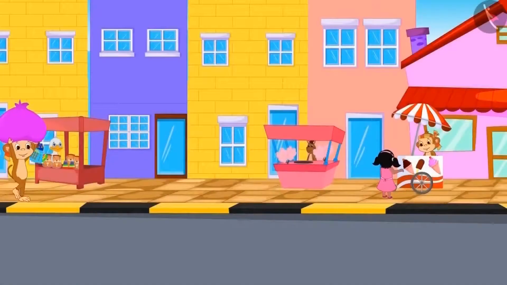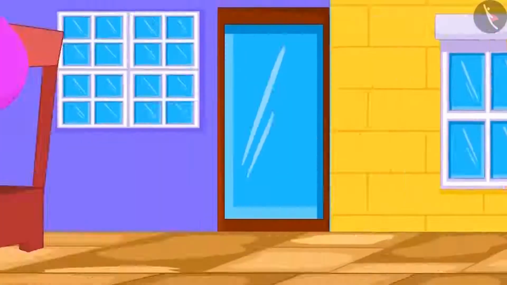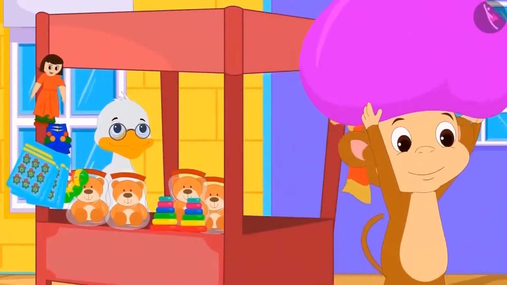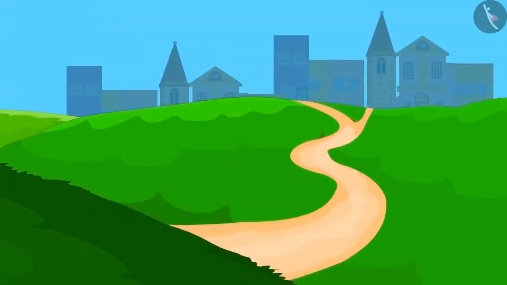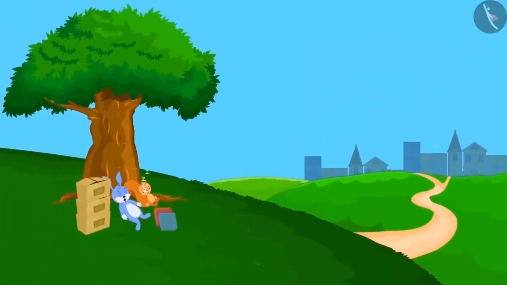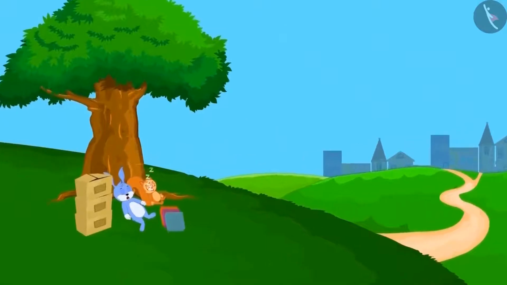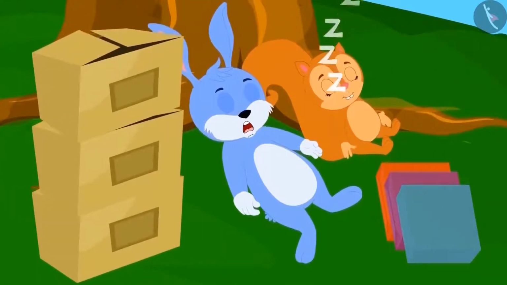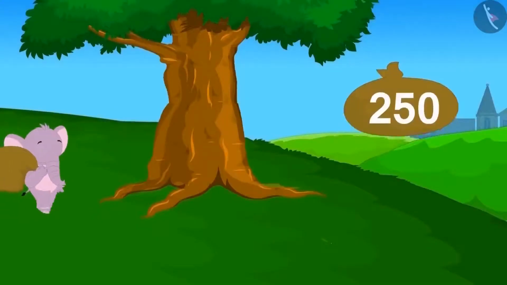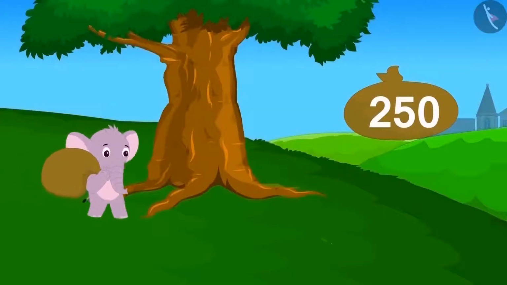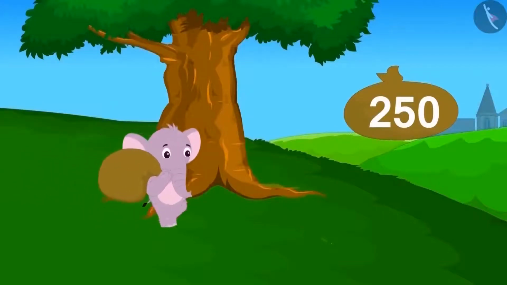All the traders of the village used to visit the city often to sell their goods. On the way to the city, the sun was very harsh and there was only one tree on the entire route. All the traders would rest in the shade of this tree and then walk towards the city. One day, Appu was going to the city with 250 boxes of sweets from his shop.